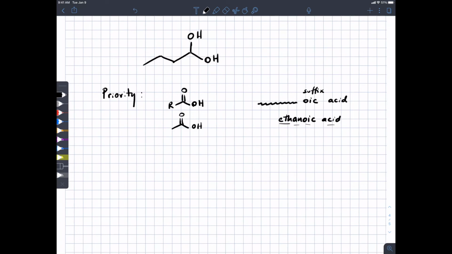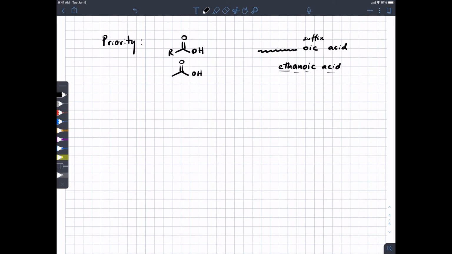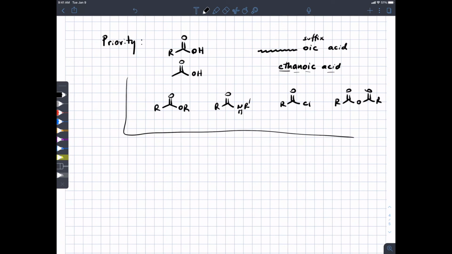Now, there are a bunch of other priority functional groups that have similar numbers of bonds between carbon and oxygen. And I'm going to list them here in no particular order of priority: esters, amides, acid chlorides, acid anhydrides. And it's useful to know the suffixes for all of these. But some people ask, do I need to know how all of these rank in priority? And the answer is really not.